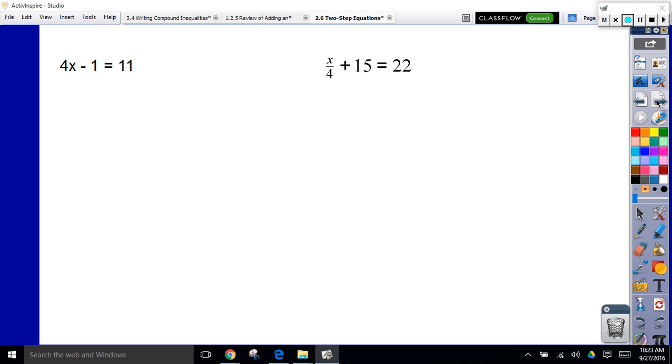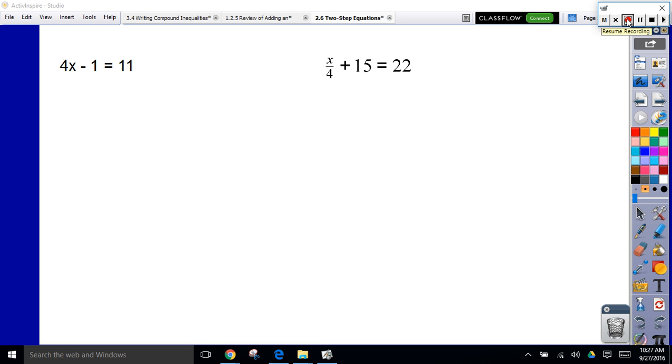4x minus 1 equals 11. Let's actually take a second. Why don't I have you guys try these two on your own? So if you're watching the video, this would be a place where you want to pause the video, do these on your own, and then turn the video back on when you're ready to check your answers. Okay, we're going to go over these now.